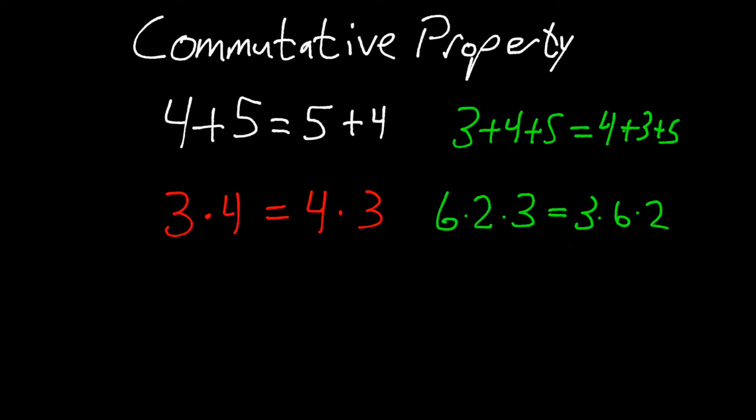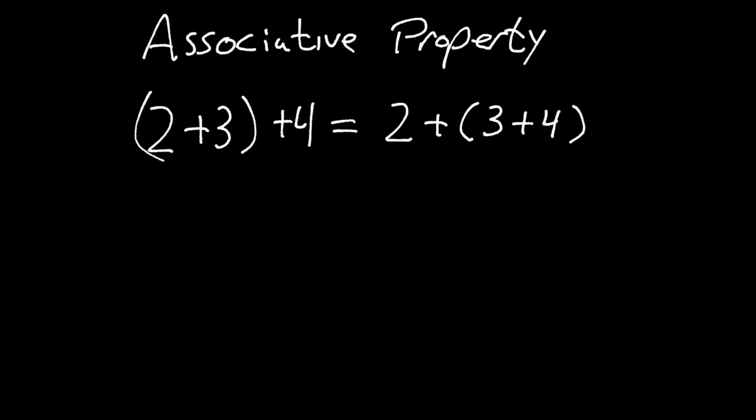Alright, now let's look at the associative property. In the associative property, you'll see that we have groups of numbers. Here I have a group of 2 plus 3, and a group over here of 3 plus 4. And the associative property of addition states that it doesn't matter how you group up your numbers, you will get the same answer. So if I go this way, 2 plus 3 is 5, 5 plus 4 is 9. Over here, it's 3 plus 4 is 7, and 7 plus 2 is 9. So you get the exact same answer regardless of how you group them.